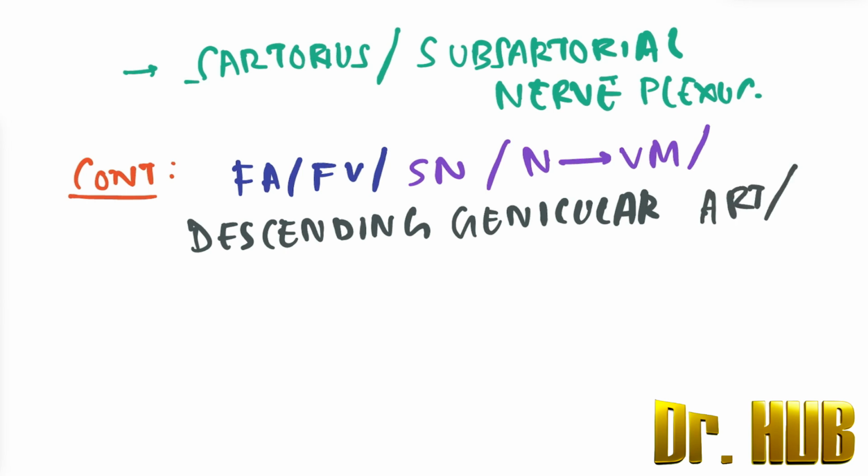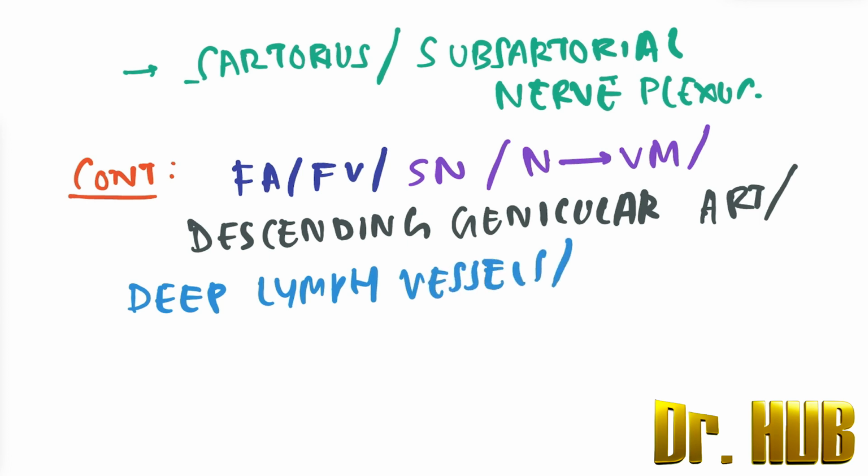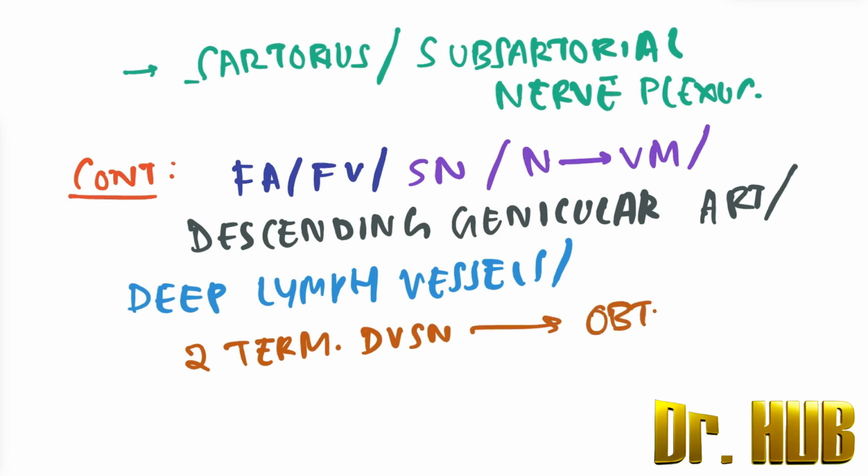And there are also the deep lymph nodes, and deep lymph vessels, as well as the two terminal divisions of the obturator nerve.